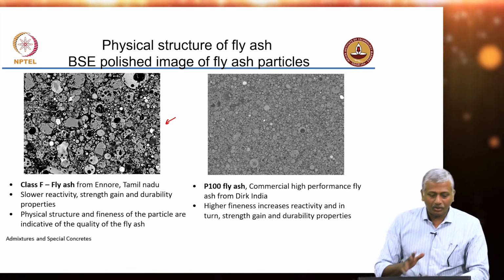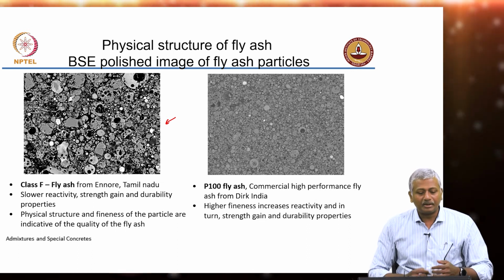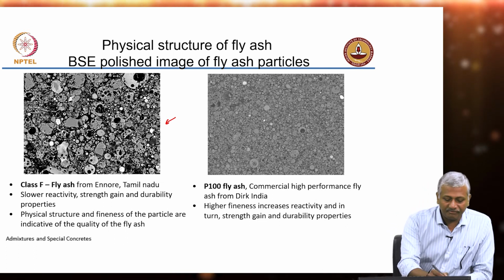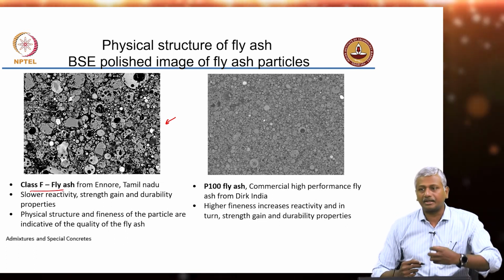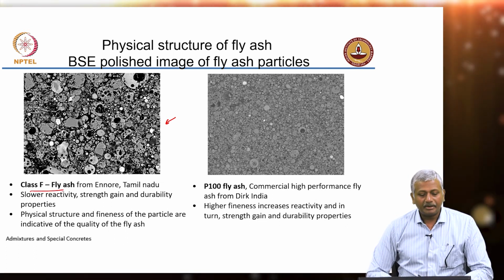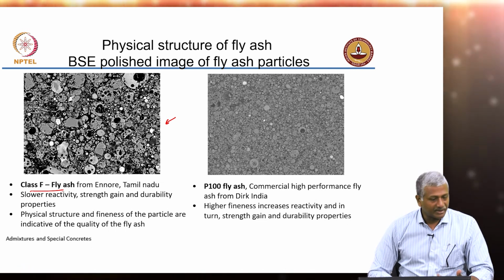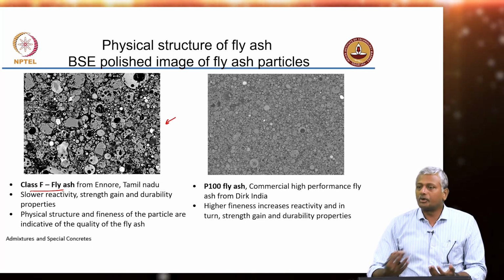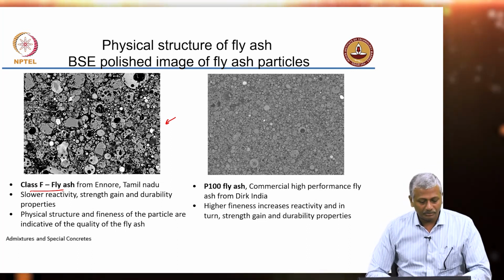But anyway, we are not interested in the technique. The idea is to look at what kind of particles are available in this system of fly ash. So, this is class F fly ash from Ennore, that means just collected directly from the thermal power plant. It is generally slower in its reactivity, the strength gain is slow, of course durability, assuming you do sufficient curing, will be quite good, no doubt.